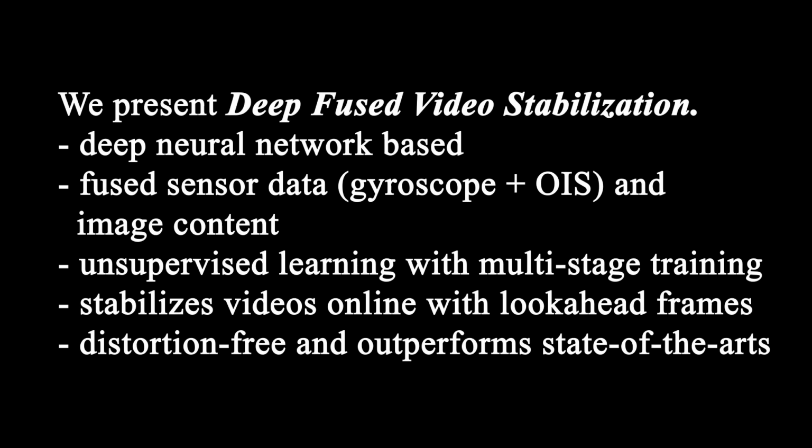We present a deep neural network that uses both sensor data and image content to stabilize videos through unsupervised learning. Novel relative motion representation, as well as a multi-stage training process, are presented to optimize our model without any supervision. Our stabilization runs online with look-ahead frames and does not require per-video optimization. We demonstrated the proposed method outperforms the state-of-the-art alternative solutions via quantitative evaluations and a user study.